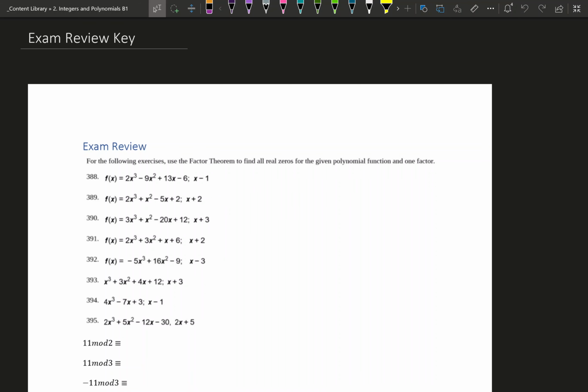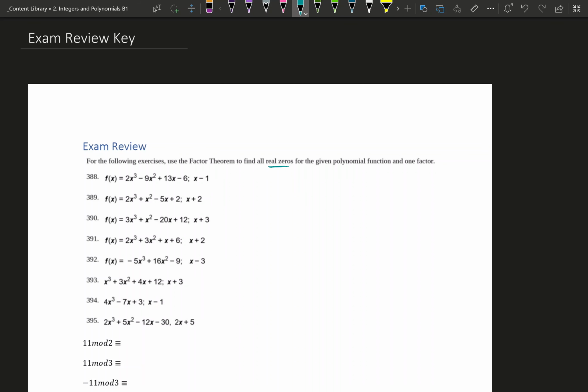Hello, today we are going to be looking at the exam review for Unit 2, our Integers and Polynomials exam. First up, we've got these factor theorem problems. We are given a polynomial function and one of its factors, and we are tasked with finding the other real zeros. The real part is going to come into play with one of these answers later on.